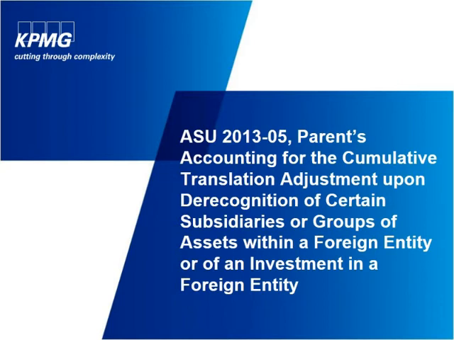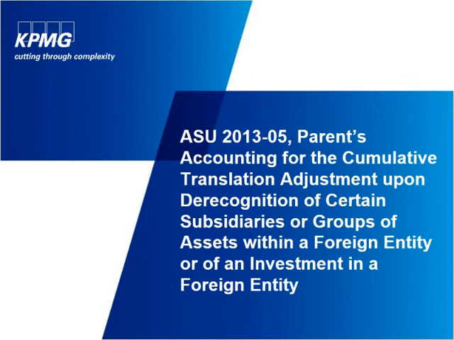This podcast will provide a high-level summary of the ASU, which addresses the parent's accounting for the cumulative translation adjustment upon both derecognition of subsidiaries or groups of assets that reside within a foreign entity and of derecognition events on investments directly in a foreign entity. The proposed amendments would also affect the partial sale of an equity method investment that is a foreign entity, and it would impact entities that acquire businesses in stages, also known as step acquisitions.